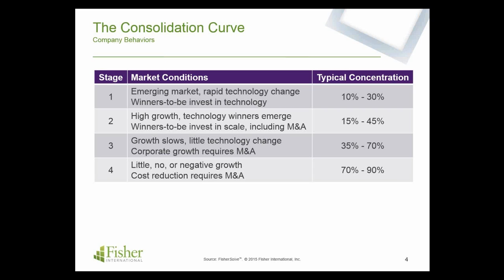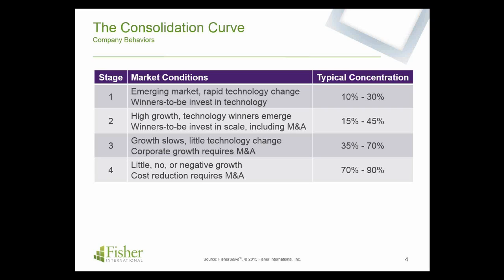In stage 3, the market starts to slow a bit, and we see very little technology change. There are no more breakthroughs, but rather corporate growth now starts to come through merger and acquisition activity. So the winners to be are really acquiring the smaller companies. The mergers are happening between larger companies.